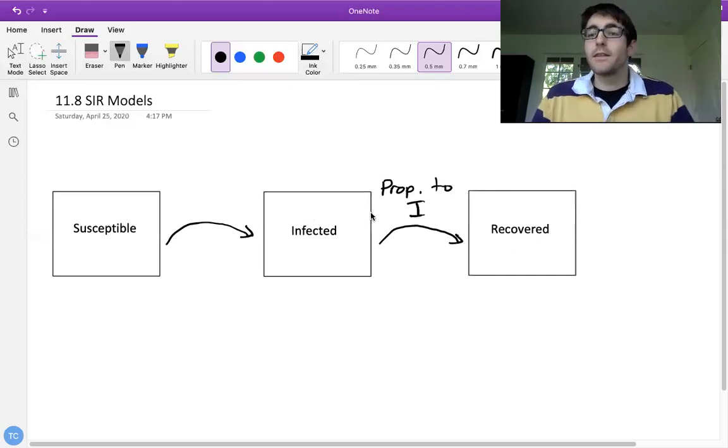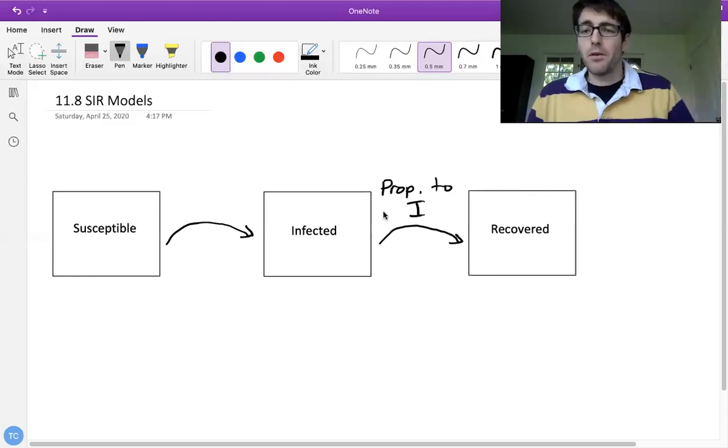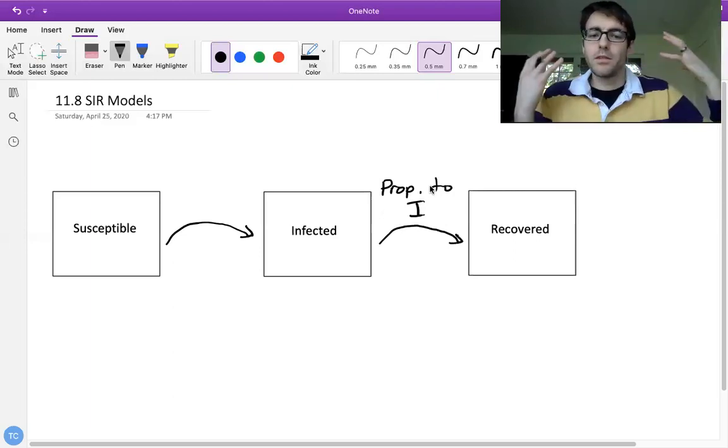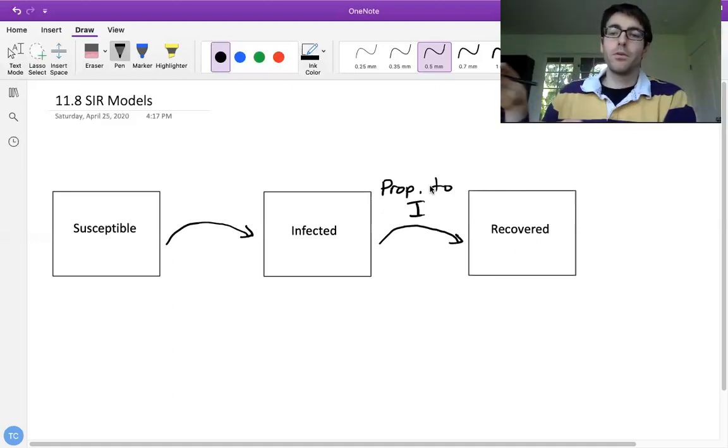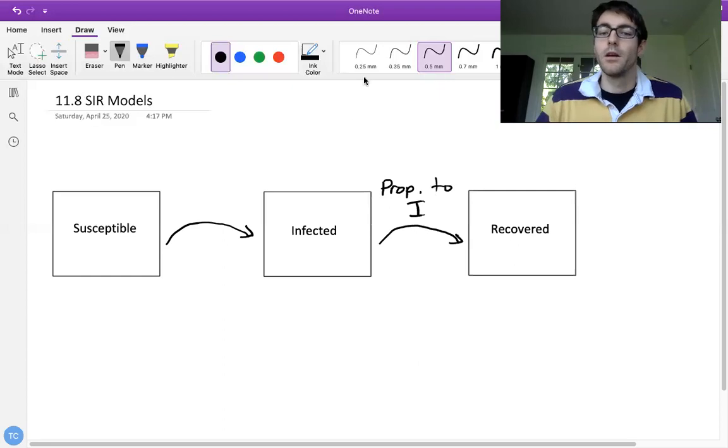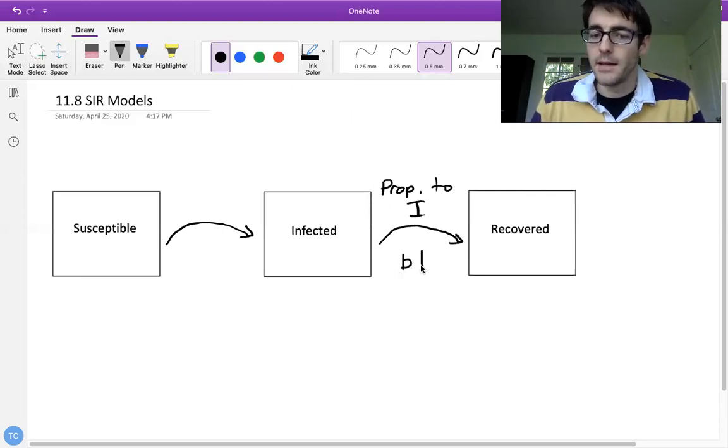If 100 people are infected, then our rate of recovery is maybe 1 person a day. But if 1,000 people are infected, then maybe it's 10 people a day. The idea is that if there are more people in this infected group, then the total number of people who are recovering is greater. So we're saying this is proportional to I. And when we say it's proportional to I, we're saying that this rate of change, this going from infected group to the recovered group, is going to be equal to some constant times I. And we're just going to call that constant B for now.